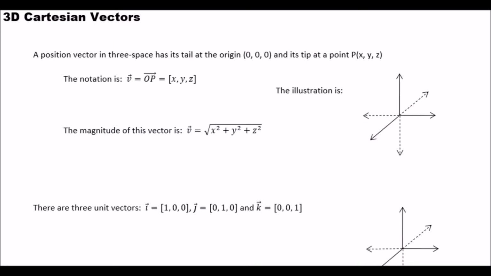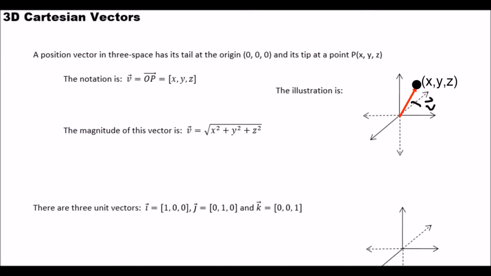All right, 3-dimensional Cartesian vectors. A position vector in 3 space has its tail at the origin and its tip at the point P. So here's the first one. You can see here that the tail is at the origin, the tip is here. So this point right here would be called point x, y, z, and so I would call this my vector OP, or we'll call that my vector V.